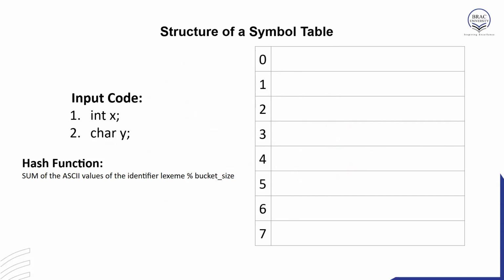Now let's decide which structure will be good for implementing a symbol table. A hash table is often used to efficiently store and retrieve symbols. Hashing allows for constant time lookups by using a hash function on the symbol's name. So now we know that we are going to use a hash table for implementing the symbol table.